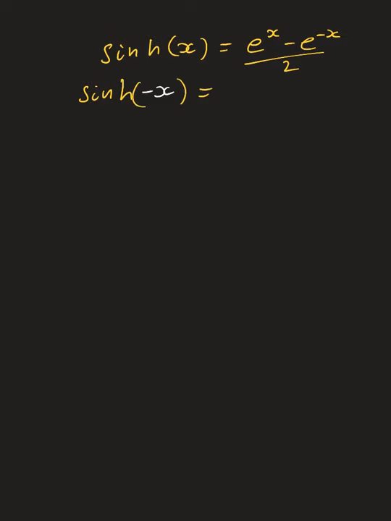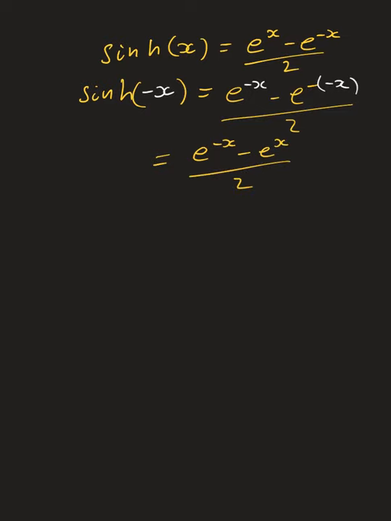What about sinh of minus x? Well, sinh of x is equal to e to the x minus e to the minus x over 2. So sinh of minus x would be equal to e to the power of minus x minus e to the power of x over 2.